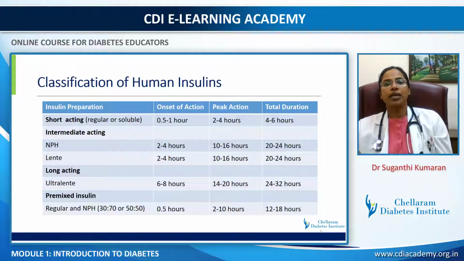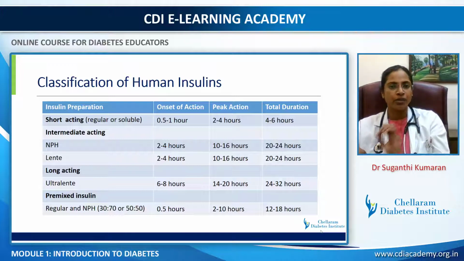Now, let's talk about classification of human insulins, and then the next slide will talk about analogs. Human insulins are similar to the insulins in our body, which are prepared by recombinant DNA genetic engineering. It's usually produced in bacteria. And again, these are classified into short-acting, intermediate-acting, long-acting, and premixed.